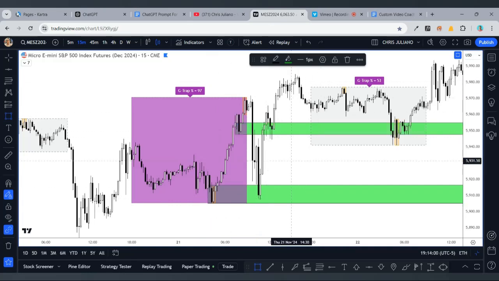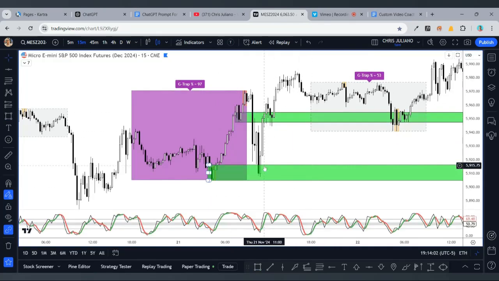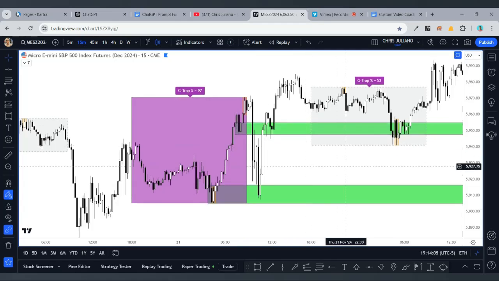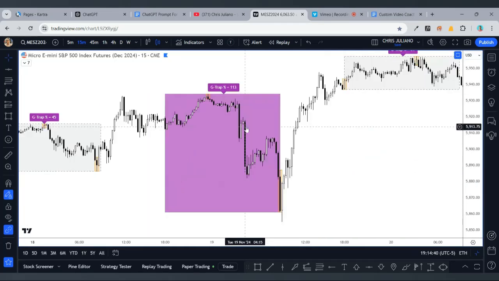All right? So that's really it. That's how you use the Globex trap. It's 4 o'clock in the morning right here, 7 a.m., 8:30 a.m. Breaks a little bit below, but we're extended. We're 113%, okay? 113% of the ATR.